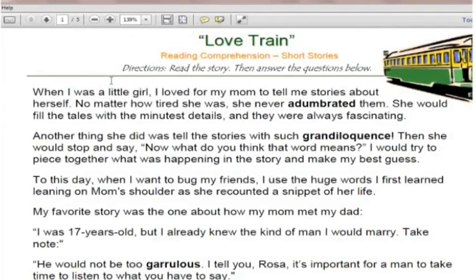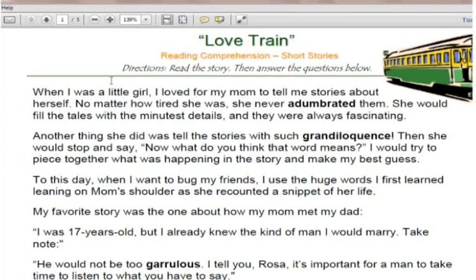Now the title of this comprehension is Love Train. You would come across some difficult words within the paragraph, whose meanings you would be required to find from within the passage, and that we would do together. Now I would read from the paragraph and we would develop our reading skills.